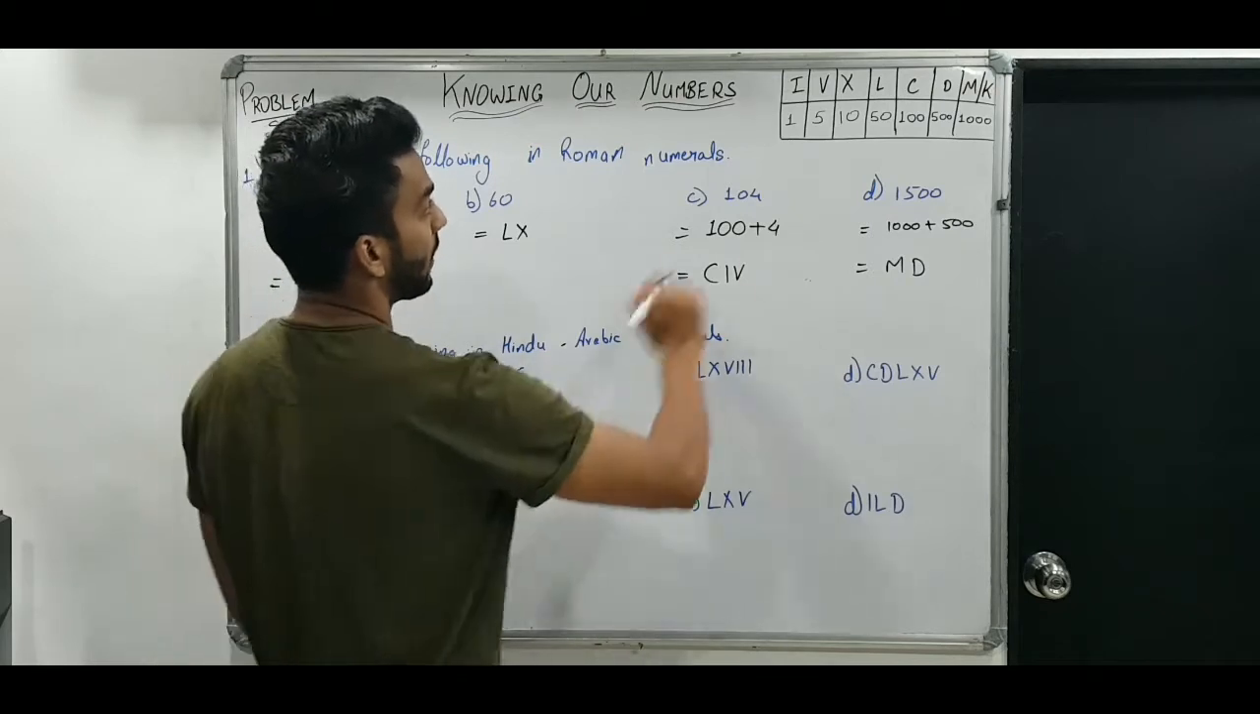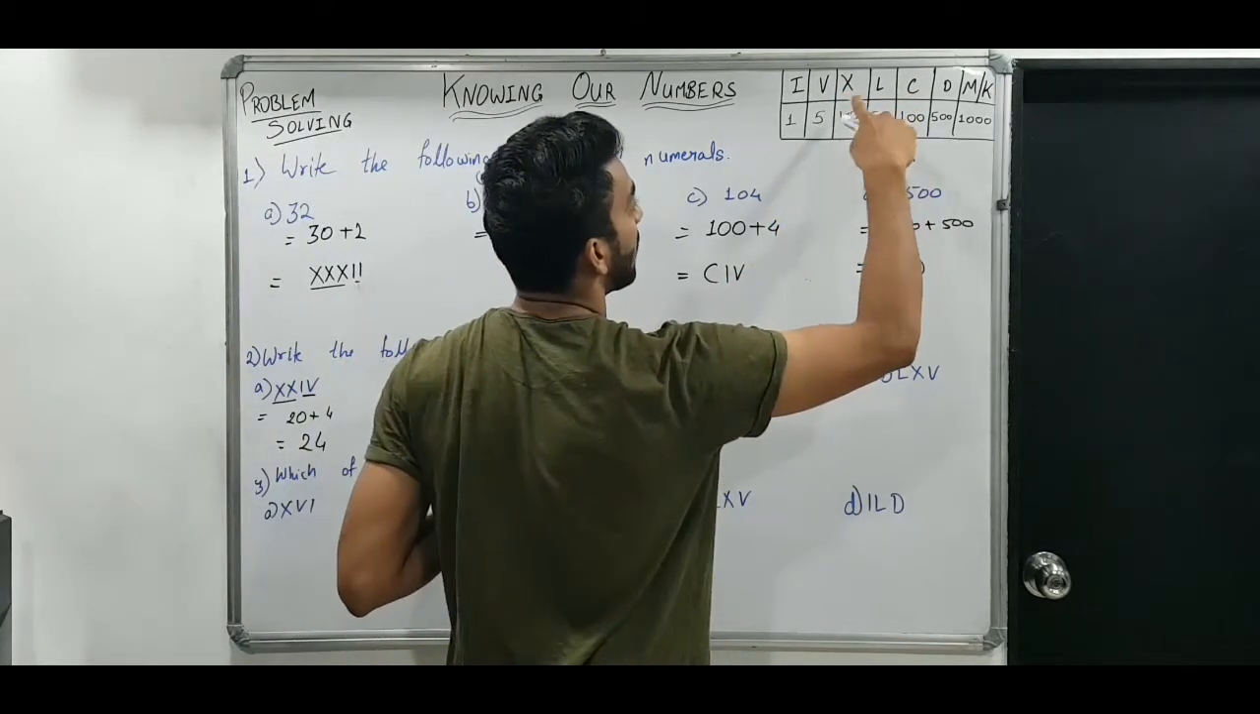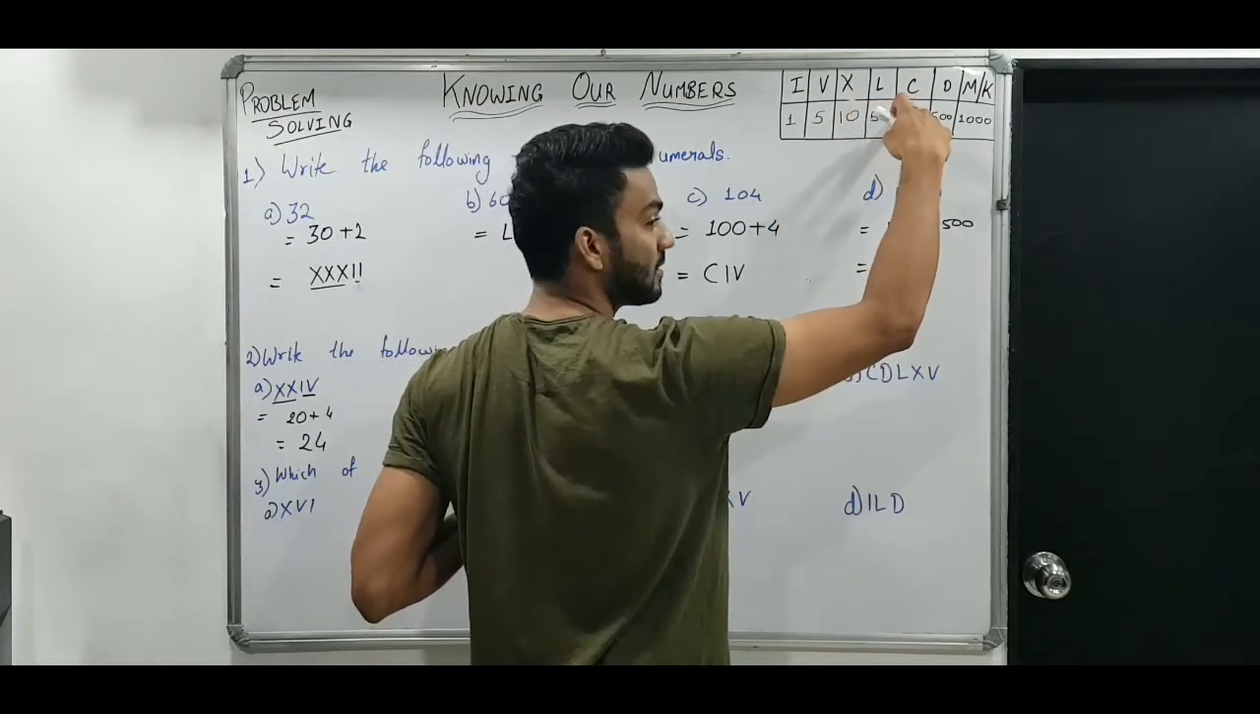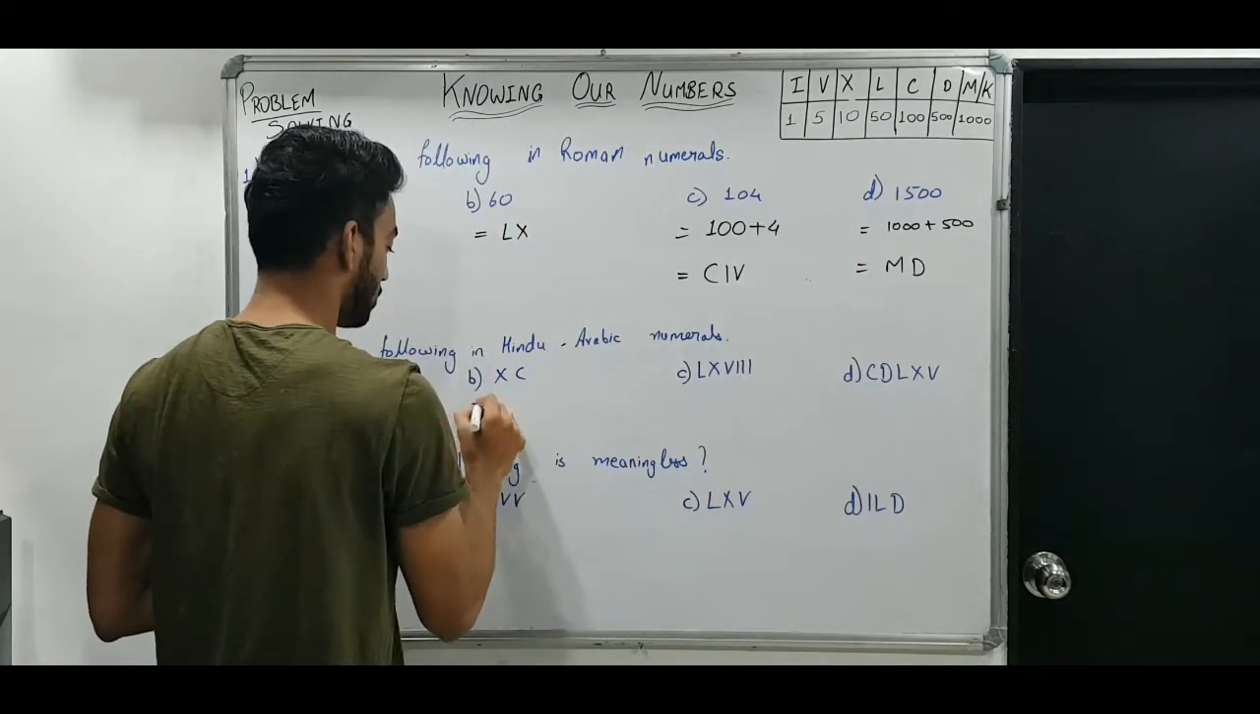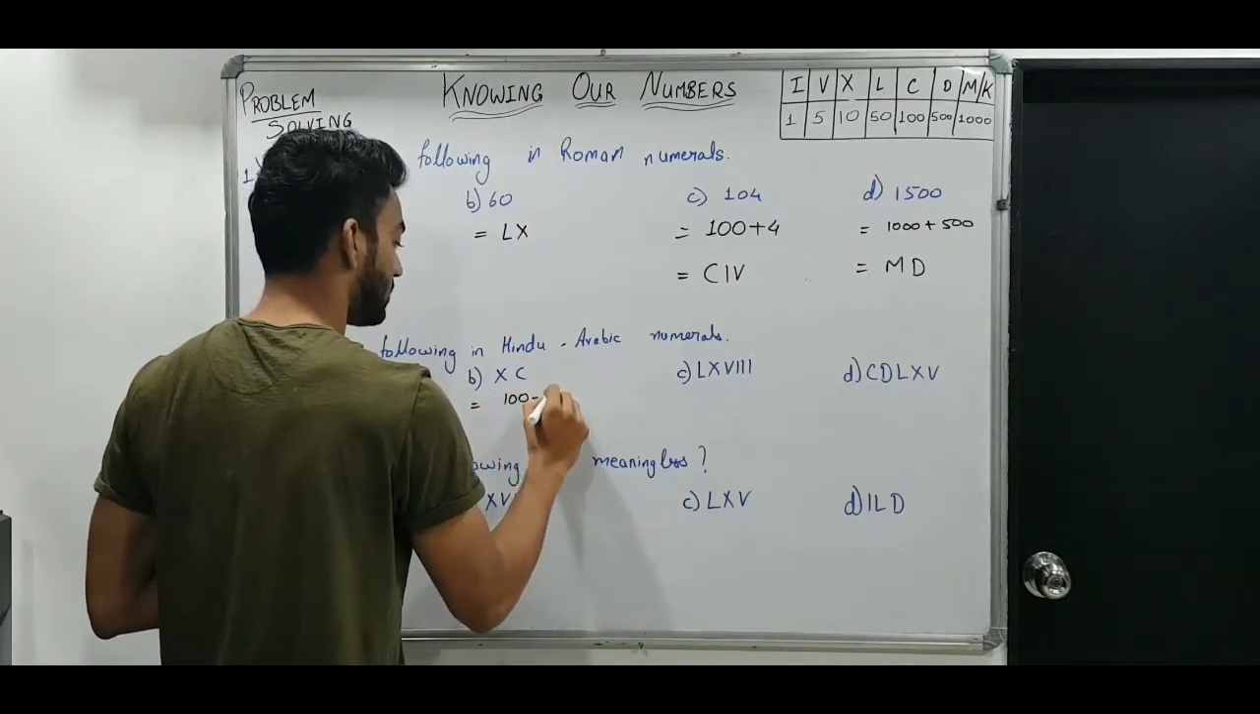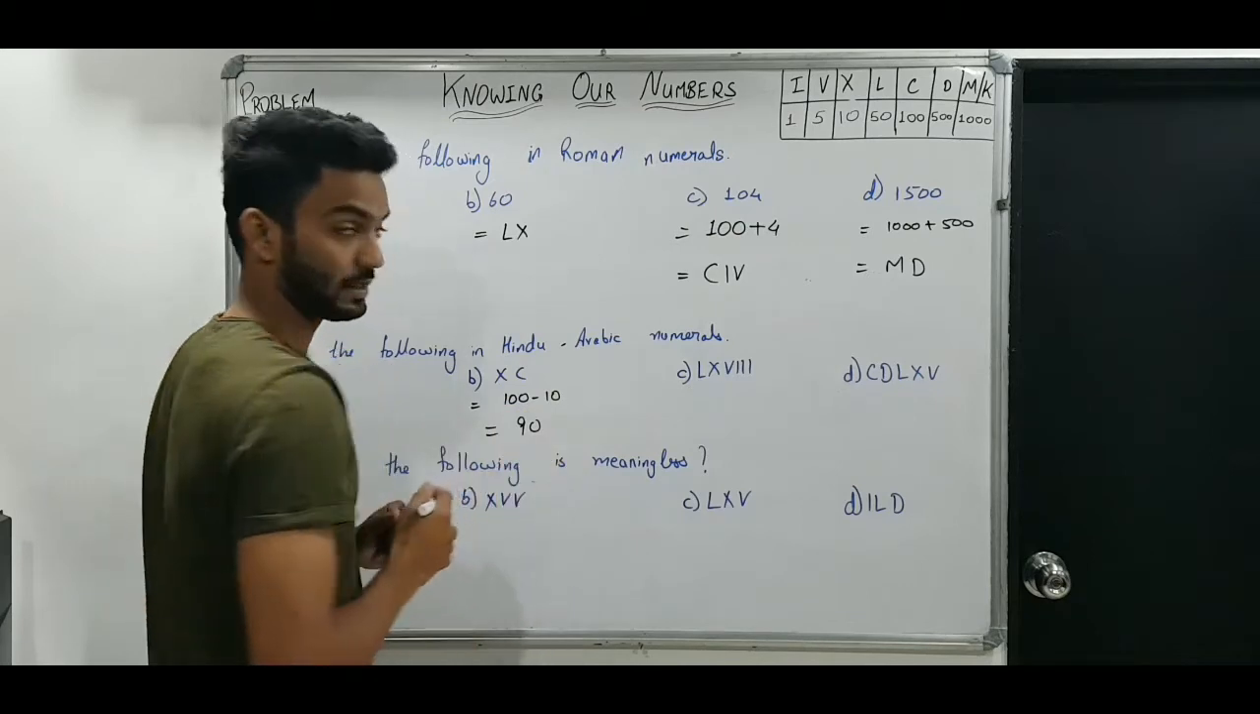XC. X is a smaller symbol than C, so this is a subtraction combination. So it will be 100 minus 10, so that is 90.